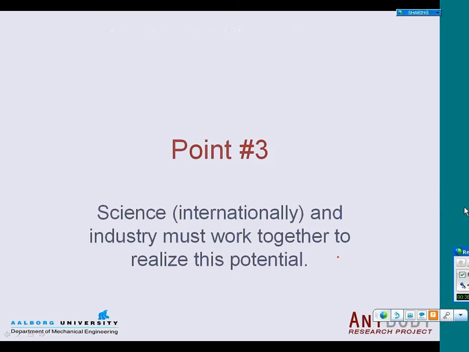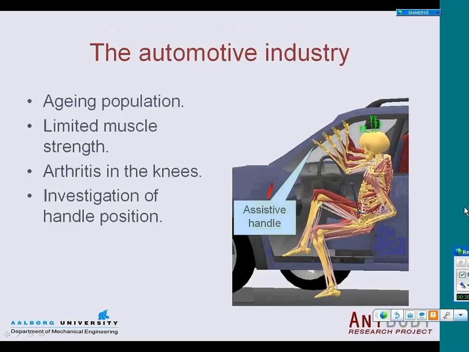Which brings me to the third point. And the third point is that if we want to realize the potential of this technology, then there has to be international cooperation between scientists, and there also has to be a cooperation that involves the industry. Because if the industry is not involved in this, then we will never bring this technology out where it actually does something good for society.